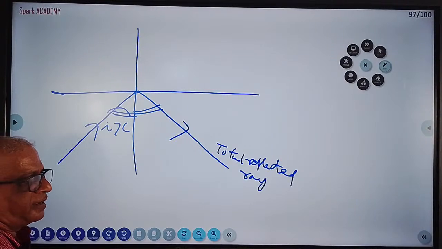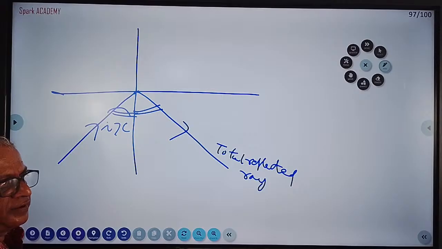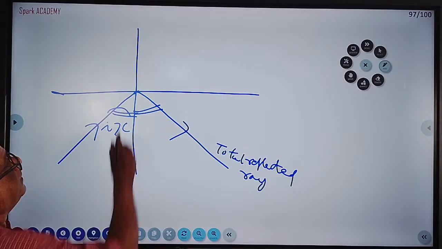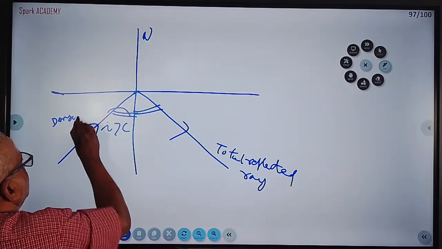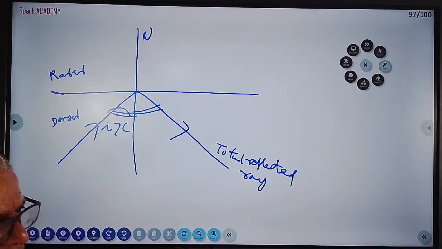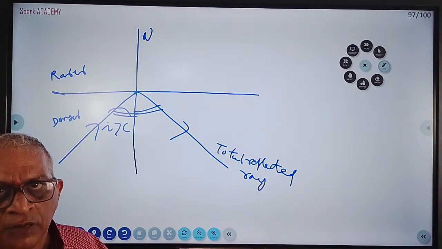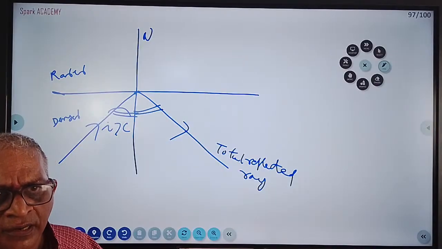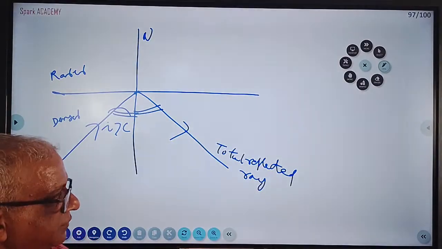For example, if the critical angle is 40, you have to keep 42 or 43 for glass, something like that, 45. So this is the normal. This is denser, this is rarer. So diagrams are compulsory. If you keep diagrams, it will be very good, so you get full marks. This is the concept of critical angle and total internal reflection. Often this comes for the examination in ray optics.